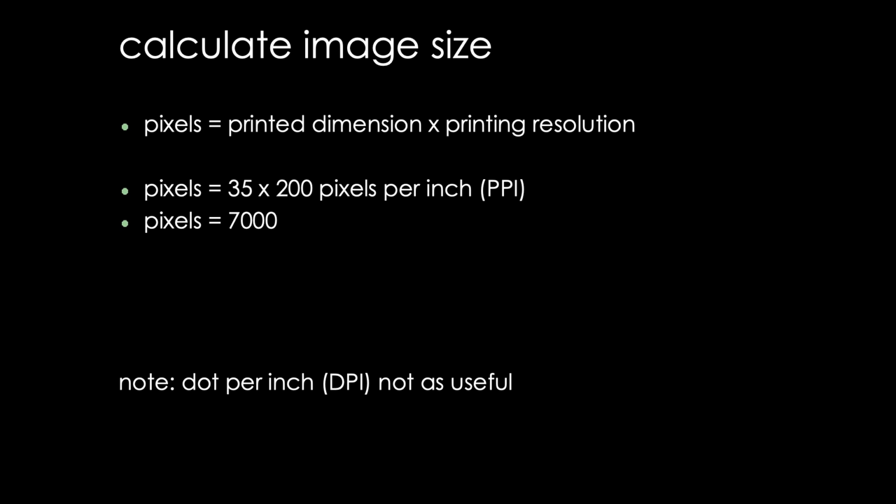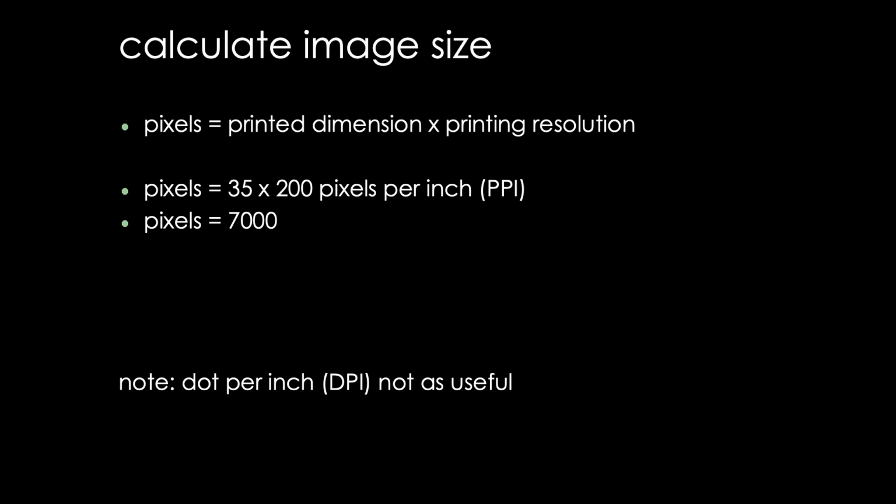And since we want the image to be 36 inches wide, that's how wide the paper is, but actually we want a full bleed and the printer doesn't print all the way up to the margin. So really we're going to go with a 35-inch image. That times 200 pixels per inch is 7,000 pixels. That's a lot of pixels. That's more than our 4K export.